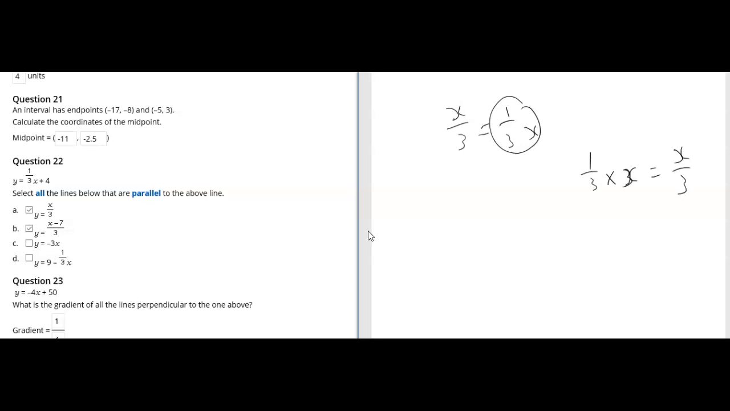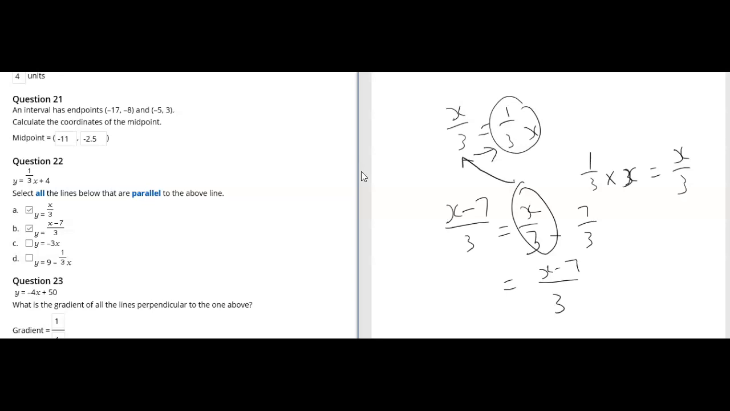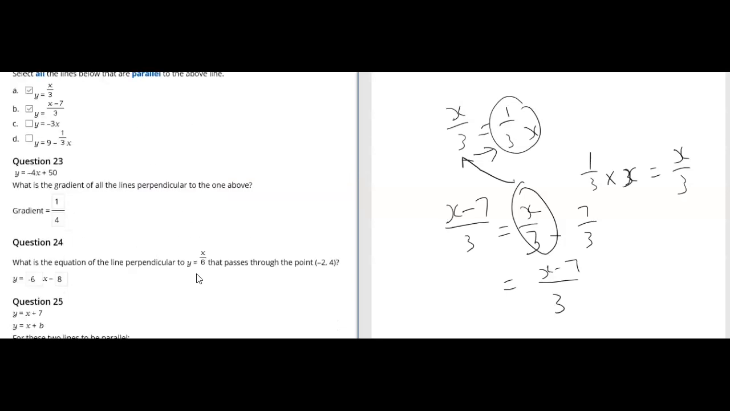This second one, x minus 7 on 3, I was just checking whether that was actually the answer. When we've got x minus 7 on 3, you can separate that into 2 separate fractions. So we can have x over 3 minus 7 over 3. So remember, when you've got the same denominator, you can bring the numerators back. So x minus 7. So this is the same as what we had here, which is then the same as that. So A and B are parallel.